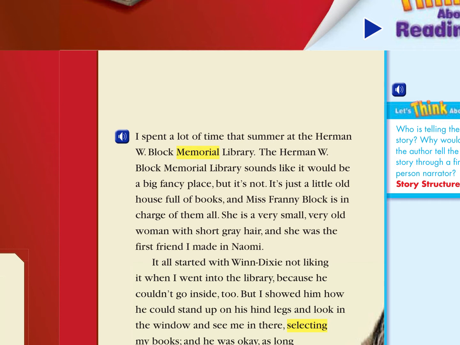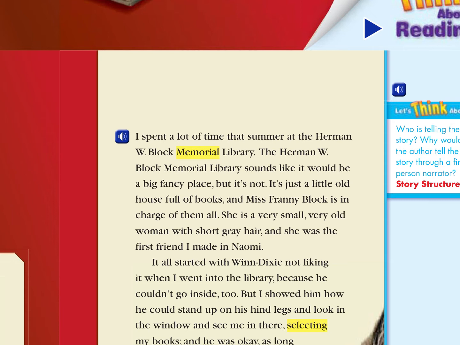So I'm going to start by reading this sentence. I spent a lot of time that summer at the Herman W. Block Memorial Library. The Herman W. Block Memorial Library sounds like it would be a big fancy place, but it's not. Okay, so I've read the sentence, and now I'm going to look for clues around the word I'm trying to figure out.